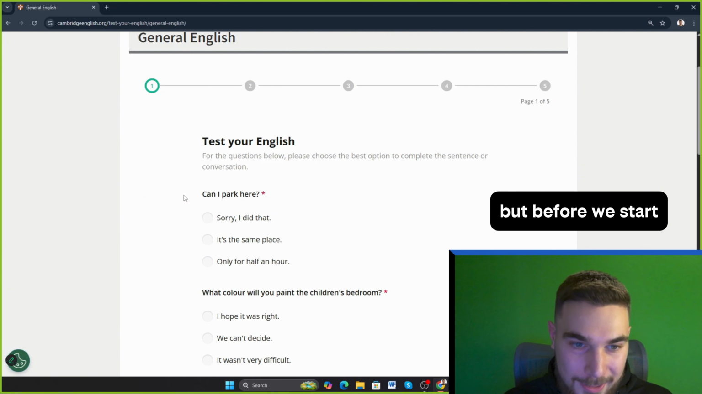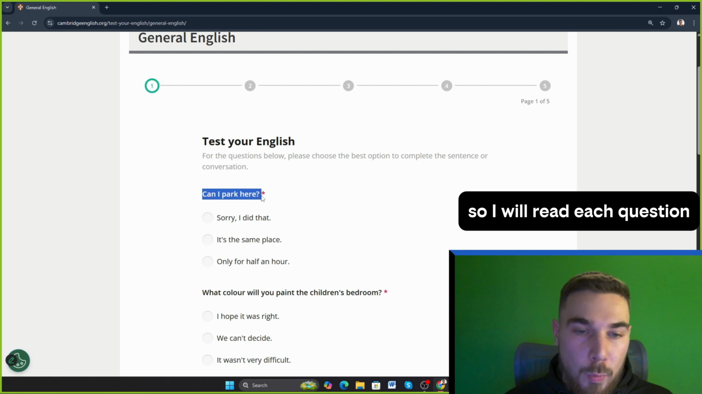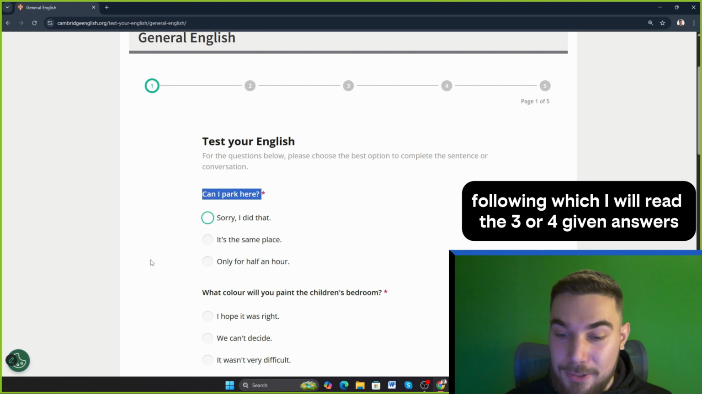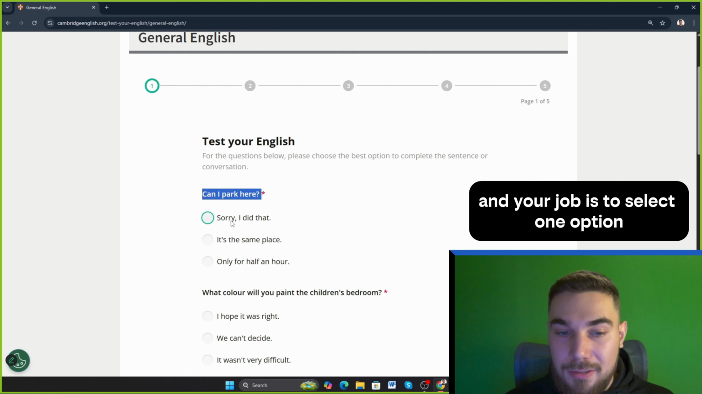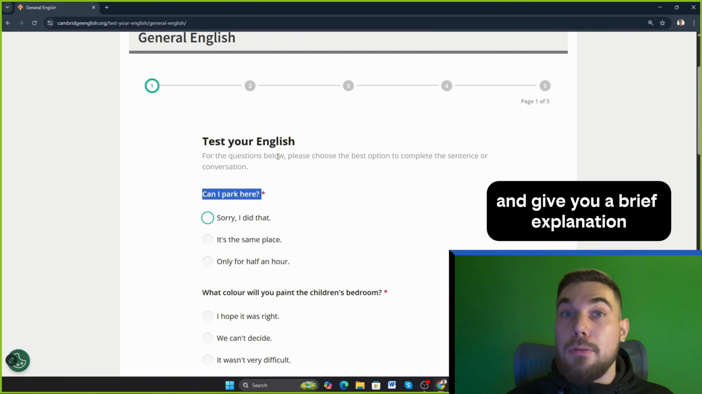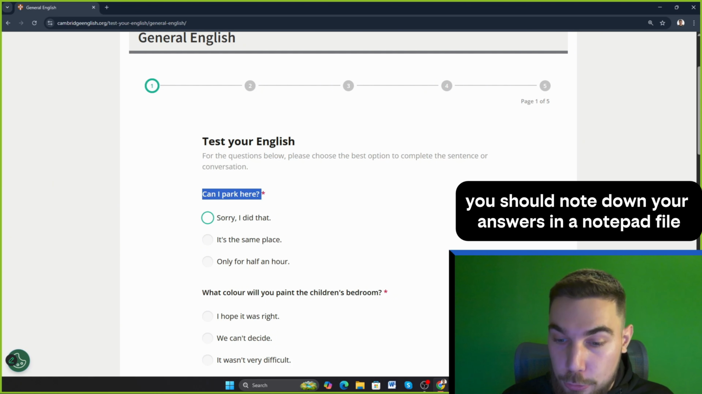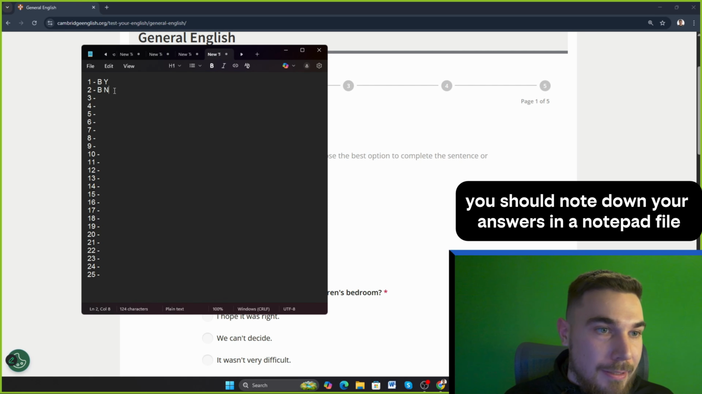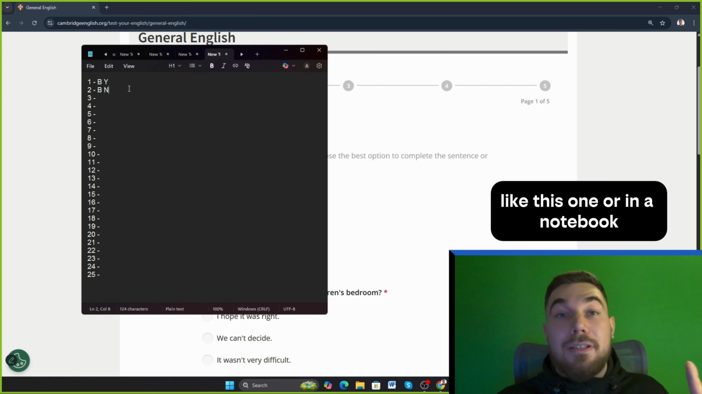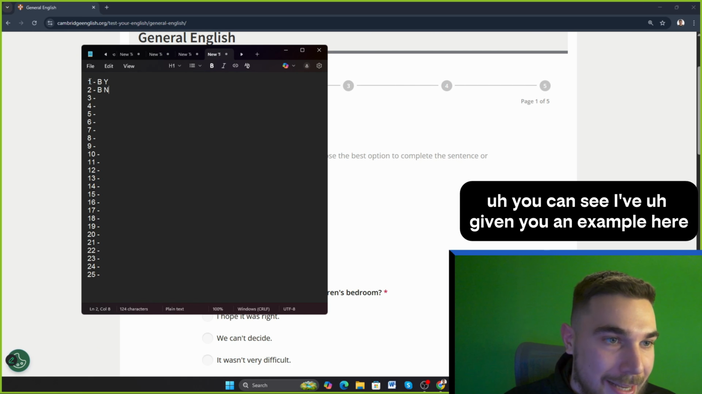But before we start, I will tell you how this is going to work. I will read each question, following which I will read the 3 or 4 given answers, and your job is to select one option before I tell you the correct answer and give you a brief explanation as to why that is the correct answer. You should note down your answers in a notepad file like this one, or in a notebook if you're an old school type.